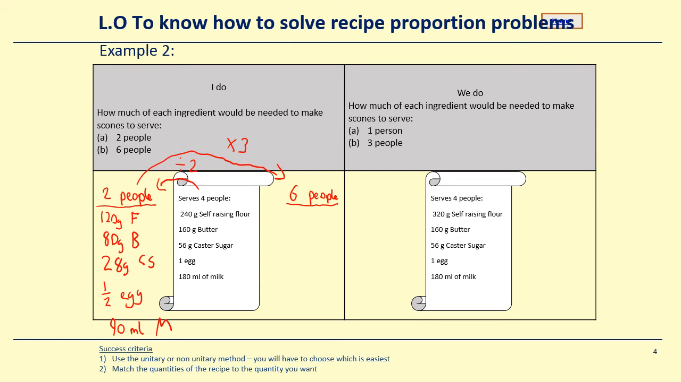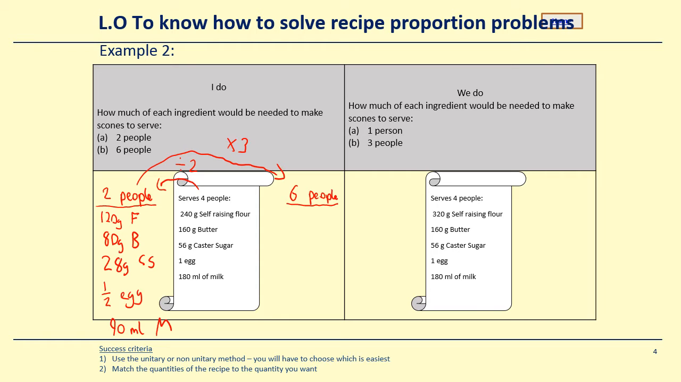So I think it's actually easier on this one if we take a step back and look at our recipe for 2 people, and then obviously 2 goes into 6 3 times. So if we triple all of these ingredients, multiply them all by 3, we'll get our recipe for 6 people.